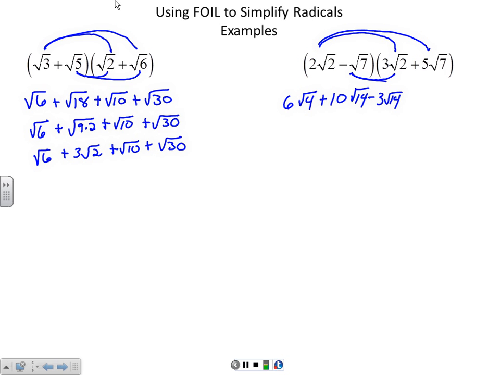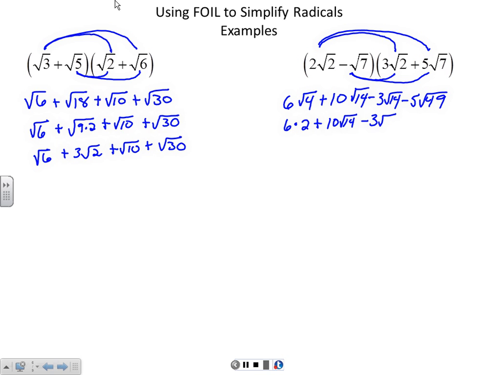And then we have negative square root of 7 times 5 square roots of 7, which is going to be negative 5 square root of 49. So this one's going to simplify here. We have 6 times 2. Plus 10 square root of 14 will not break down because 14 doesn't have a perfect square that'll go into it.